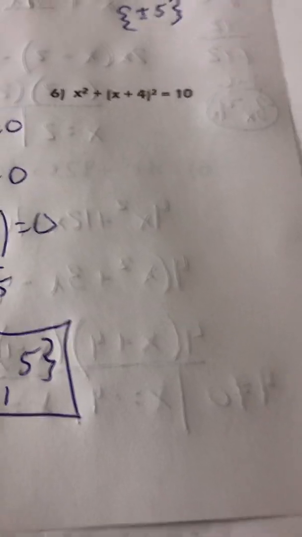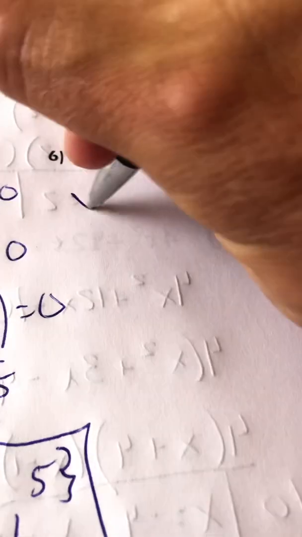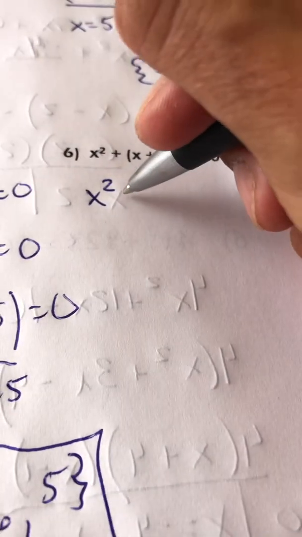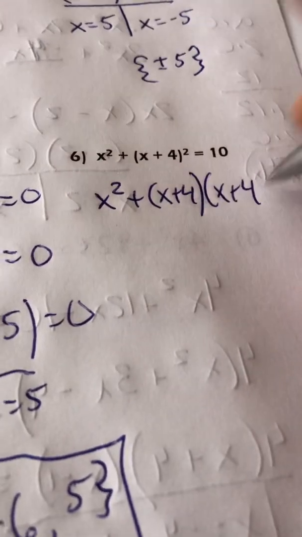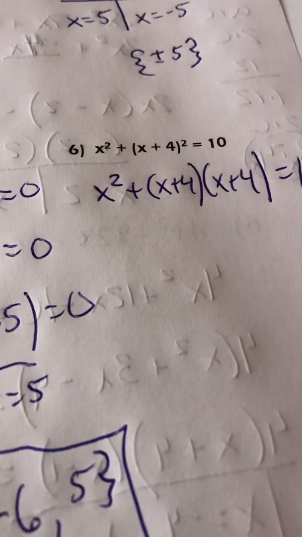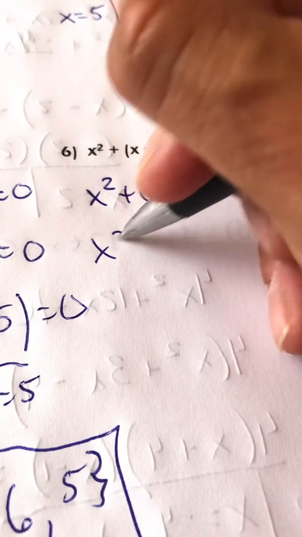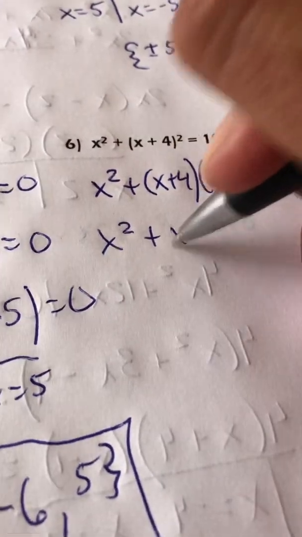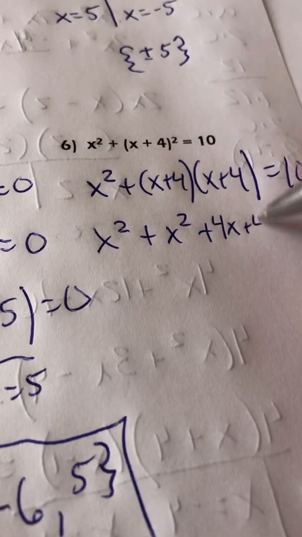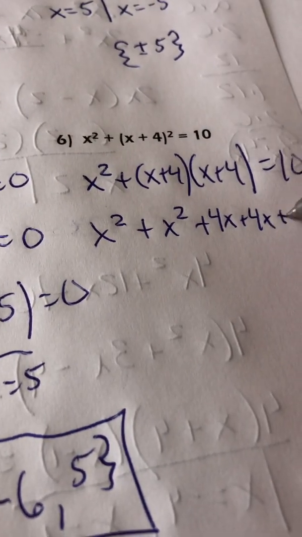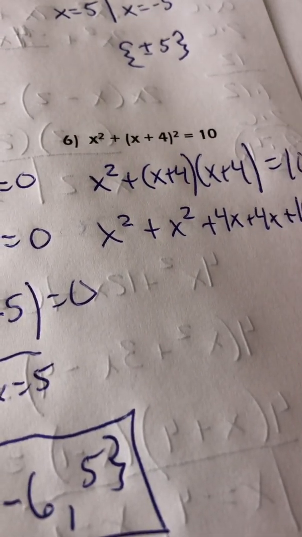Last one. First thing we need to do here is we have to FOIL or use the box method to distribute. So we have x squared plus, here I have x plus 4, x plus 4 is equal to 10. We FOIL that, we get x squared plus x squared plus 4x plus 4x plus 16 is equal to 10.